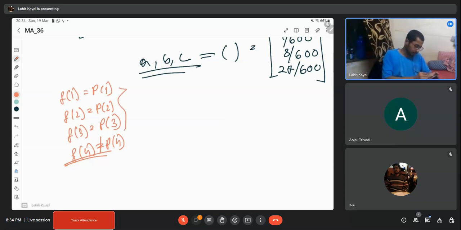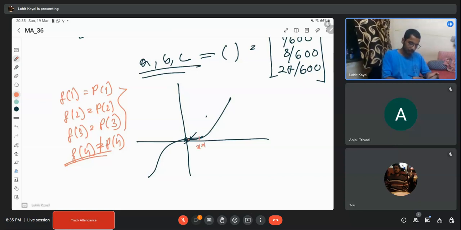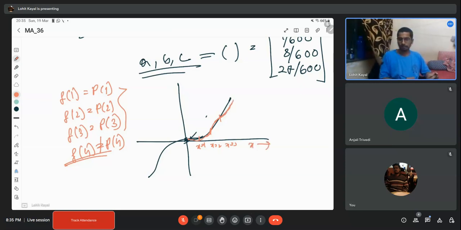Now what is happening here? If I plot this, this is suppose f of x equal to x cube solution, and your p of x solution is agreeing at some values. This is x equal to 1, this is x equal to 2, this is x equal to 3. So it is approximately agreeing in this region, but it is diverging when x is increasing.